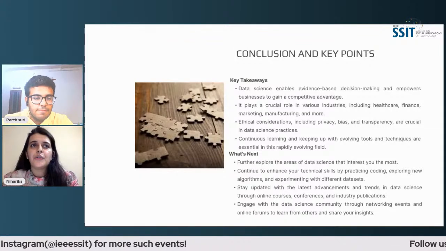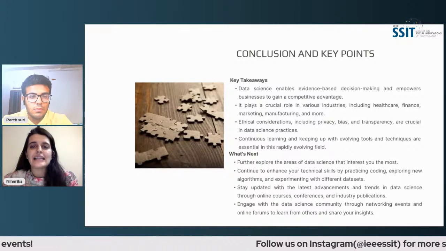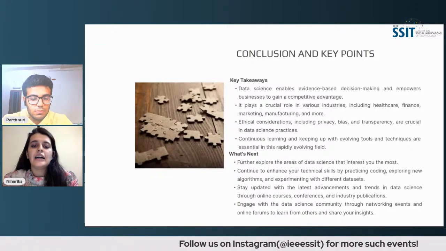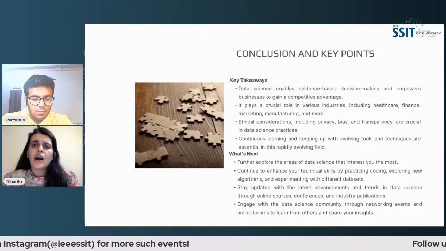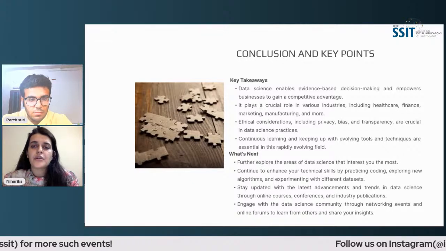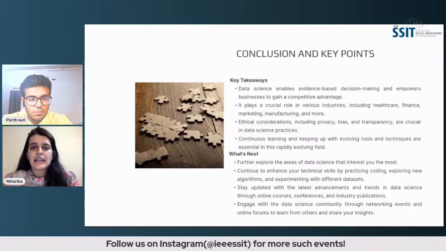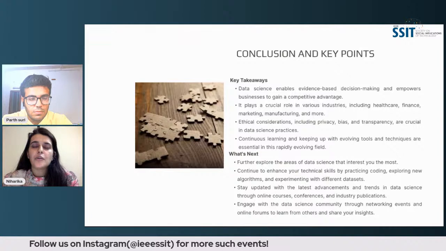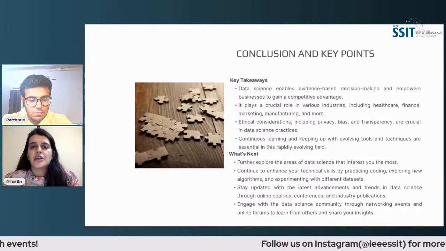So now that you have some understanding about data science and its applications, I would like you to explore more about it. There are many online tools and courses which can help you improve your programming skills as well as stay up to date. There are also many data science communities which can help you learn from other people as well as share your insights.